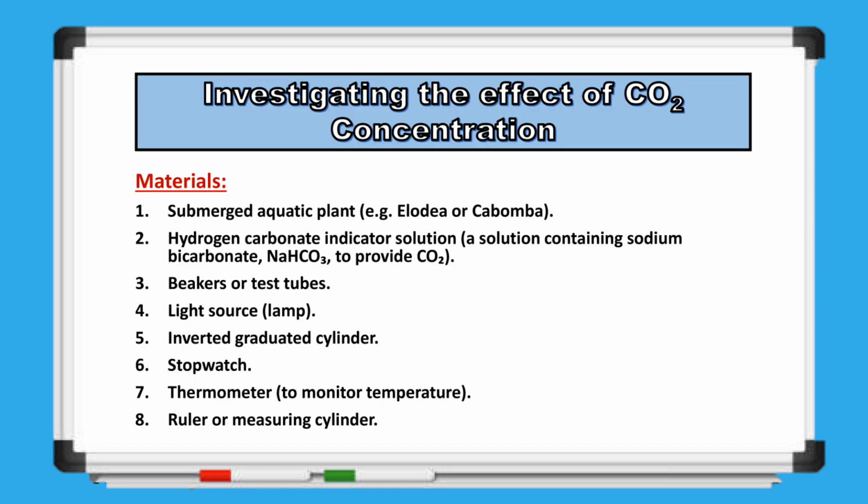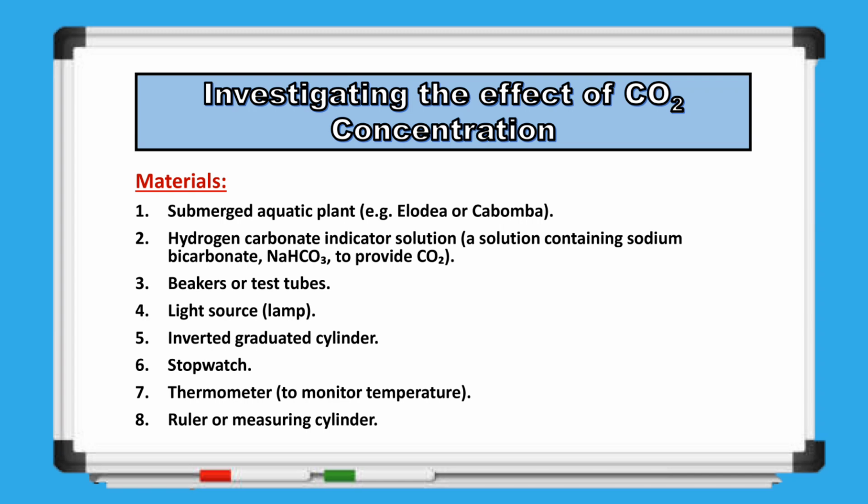Next is the materials list which we will use. It involves an aquatic plant such as Elodea or Cabomba. These plants are ideal because they clearly release bubbles of oxygen, which we can easily observe and measure. Then we need the hydrogen carbonate indicator solution. This is important because it changes color depending on how much carbon dioxide is present.